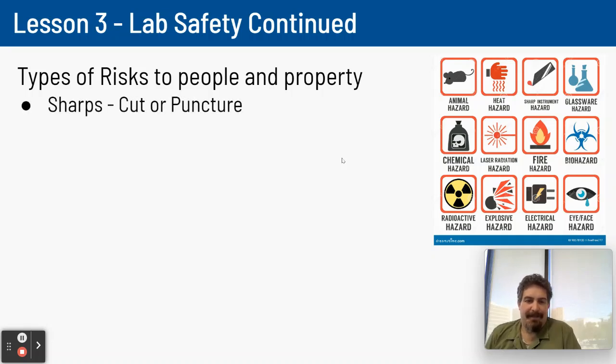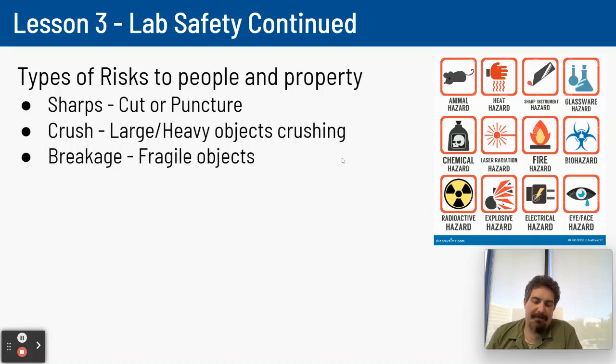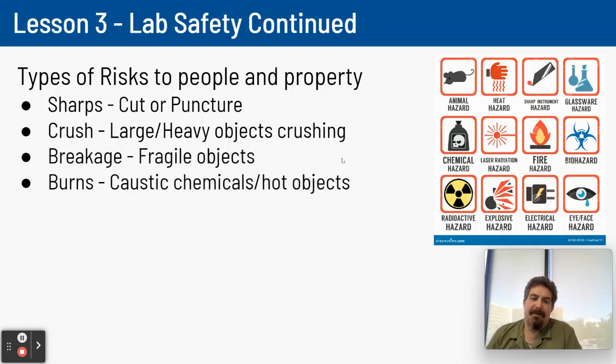So sharps, that's cutting or puncturing, like scissors, razor blades, pretty straightforward. Crushing is from large or heavy objects. If you dropped a textbook on your foot, that'd be a crushing risk. If you dropped a metal weight on the table or something and dented it, that's part of it being a crushing risk. Breakage is fragile objects that easily break. Burns are caustic. That's a fancy word for a chemical that will damage your skin or damage a book or something, even though it's not warm in the regular sense, but hot things cause burns as well.